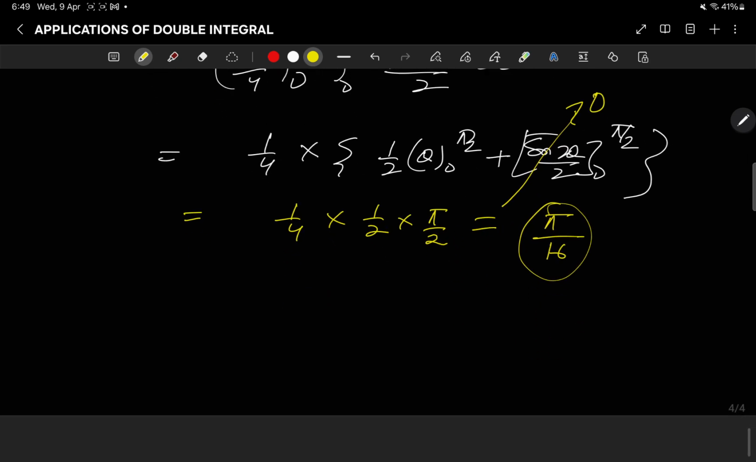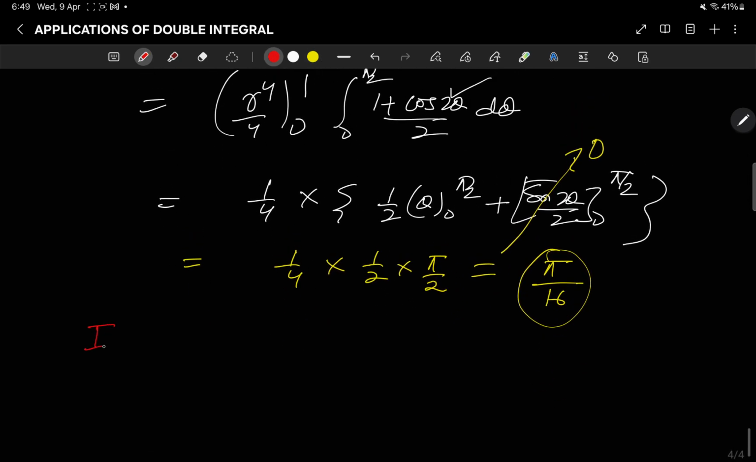Okay, now what about I0? So therefore I0 is Ix plus Iy, so this is equal to 2 pi by 16, which is pi by 8. Okay, so this is the answer.